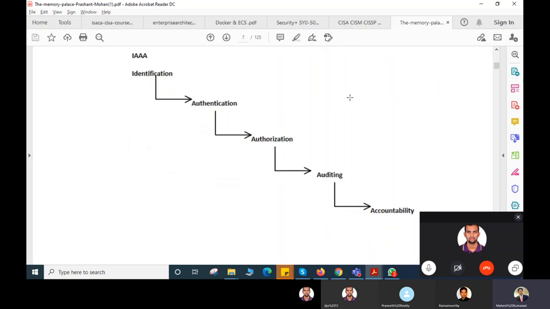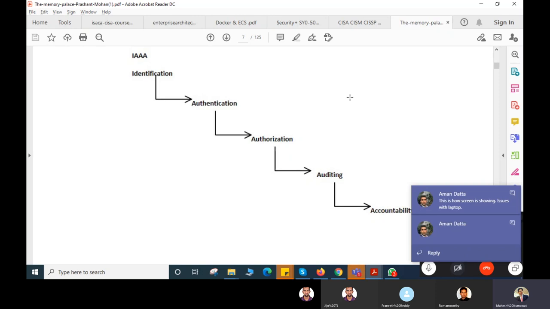Then we're talking about some IAAAA: identification, authentication, authorization, auditing, and accountability. Identification means who the user is. What is the username? You are joining a company and your user ID is created: username and password. So here we are talking about identification, like DJ is a user for the company. Once they insert the password, they are going to be authenticated into the Active Directory or domain controllers.